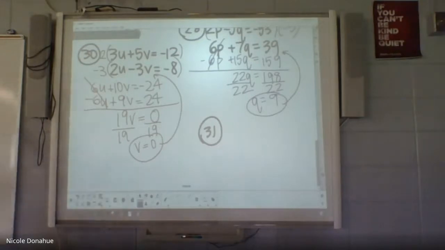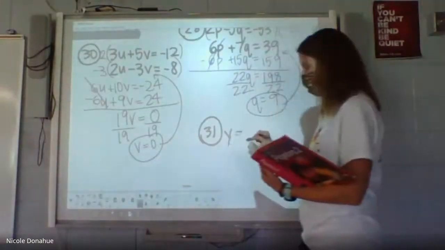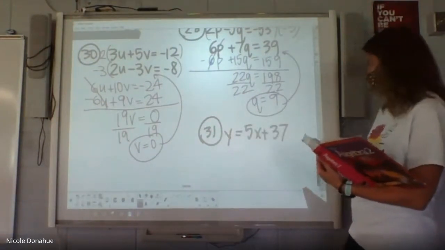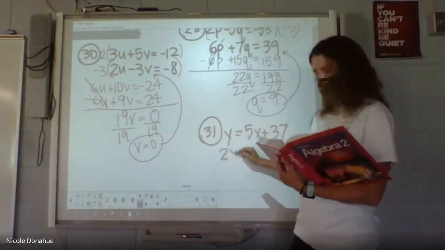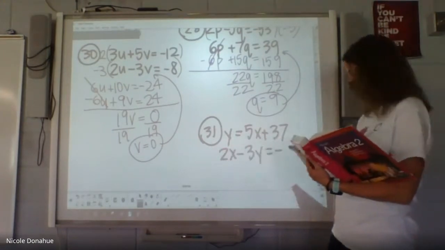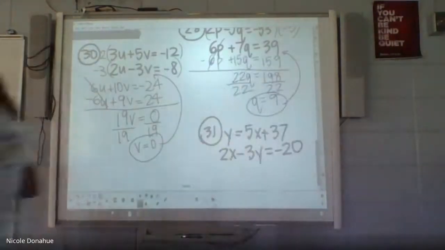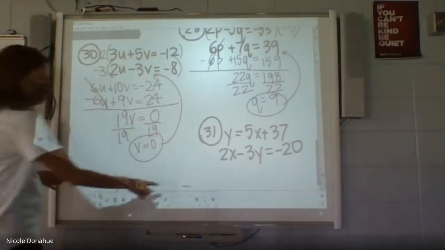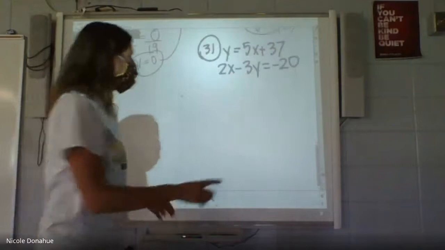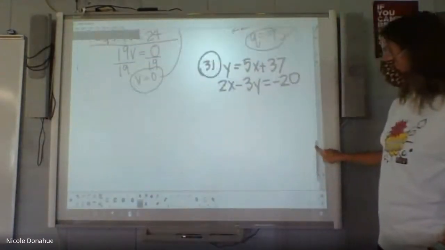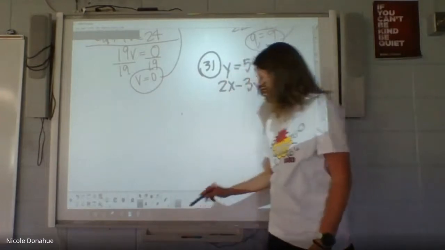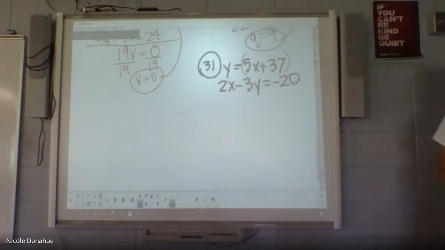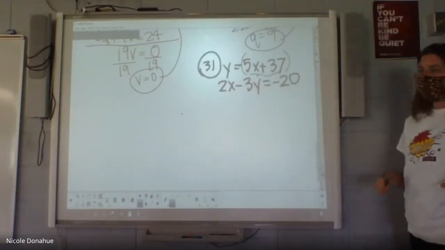So hopefully you noticed the directions and thought that since I didn't tell you not to follow the directions, the default should be that you follow directions unless I tell you otherwise. All right, so this one I would use substitution for 31. The reason is because there's already a y alone. So why do any kind of moving around if I don't have to? The y is already alone, it's 5x plus 37. That's going to go in place of y.